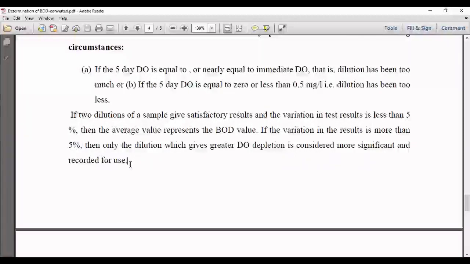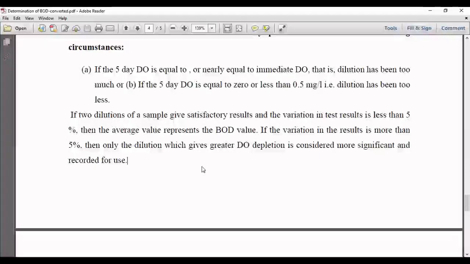So, what we have seen in the previous explanations is that we are going to take two dilutions and three dilutions, right? So if we take two dilutions and three dilutions, for every dilution the BOD value is going to remain the same or vary here and there, but not hugely. We won't be able to see a huge variation, right?